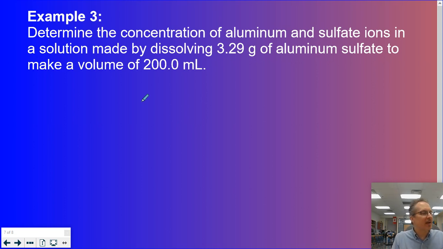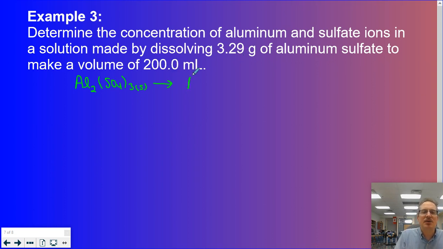And aluminum sulfate in my data booklet says that it does dissociate. So we can write the dissociation equation: Al2(SO4)3. This time I'm going to write it as a solid because it gave it to me as a mass. So I'm weighing it out as a solid first, and then I'm going to dissolve it in the volume here.